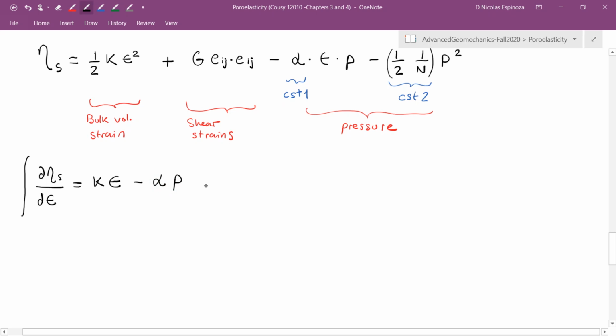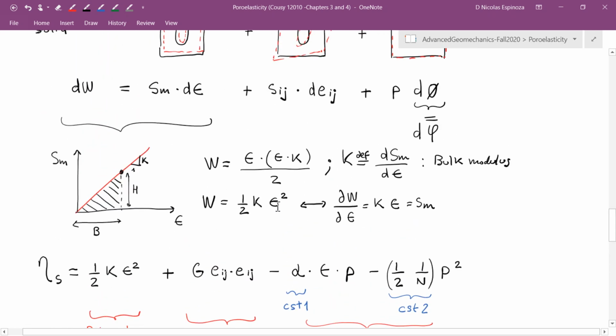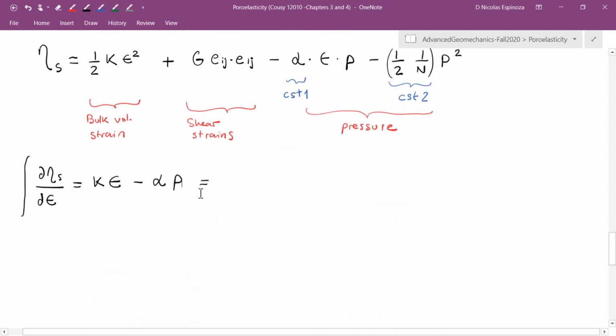And if I go back also to the equations that I had before, from this definition, you can also notice that if I take the derivative of the internal energy with respect to the strain, volumetric strain in this case, this is just going to be the mean stress. Okay, let me write that M again. Let's go with the second one.